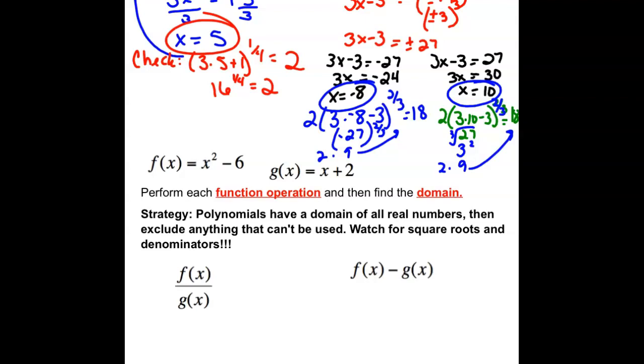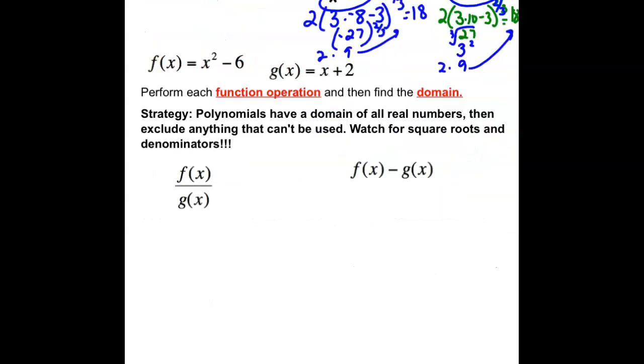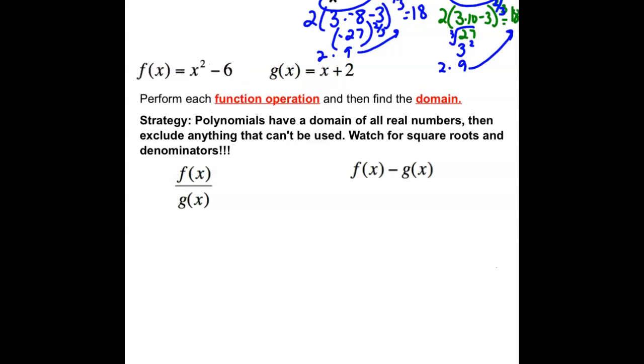All right, moving to our next section. We are given 2 functions. The first one, f of x equals x squared minus 6, and g of x equals x plus 2. It says to perform each function operation and then find the domain. Strategy. For polynomials, they have a domain of all real numbers. Then exclude anything that can't be used. Watch for square roots, because we can't have negative values under our square root.